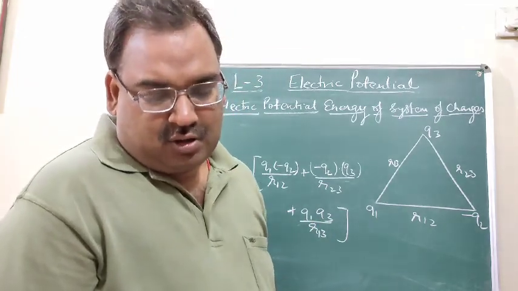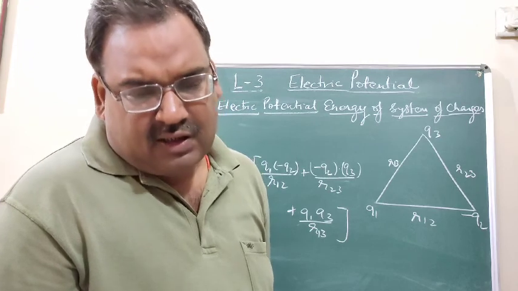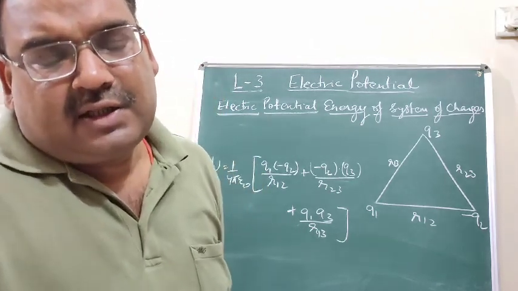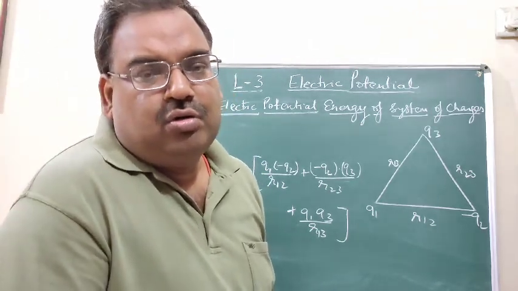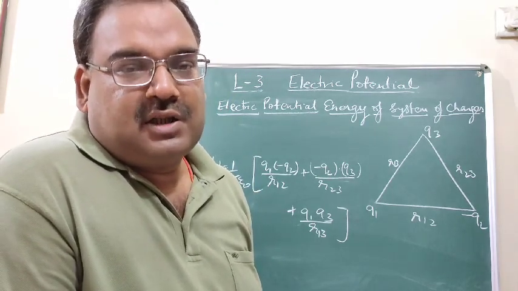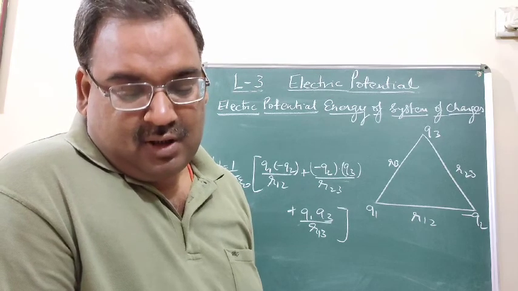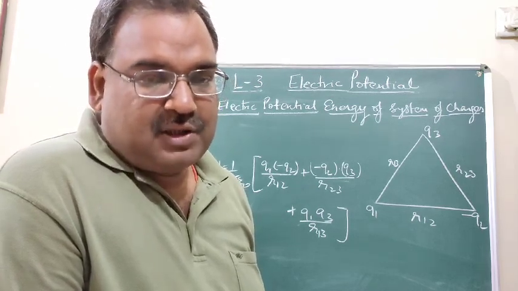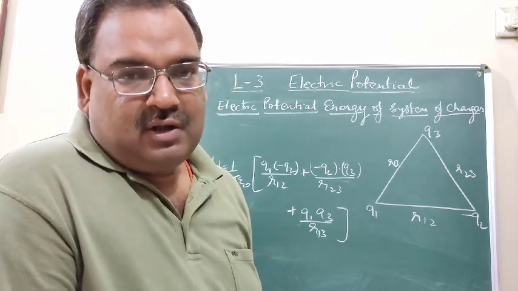So we find out the electrical potential energy due to each pair of charges, and then sum them up. That gives the electrical potential energy due to the system of charges.